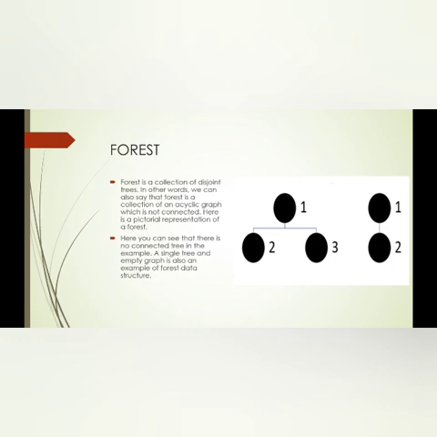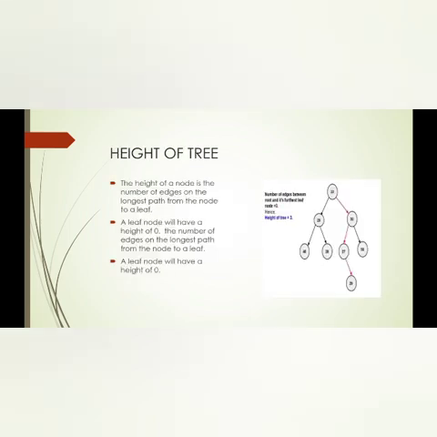Forest. A forest is a collection of disjoint trees. In other words, we can also say that a forest is a collection of acyclic graphs which are not connected. Here is a pictorial representation of a forest. Here you can see that there is no connection between the trees in the example. A single tree and an empty graph are also examples of a forest data structure.